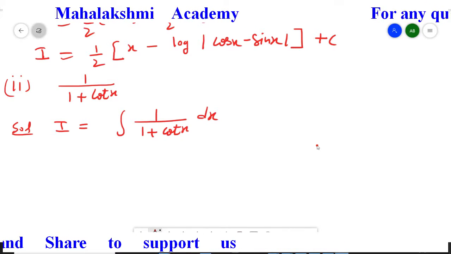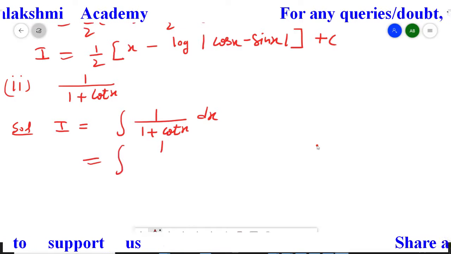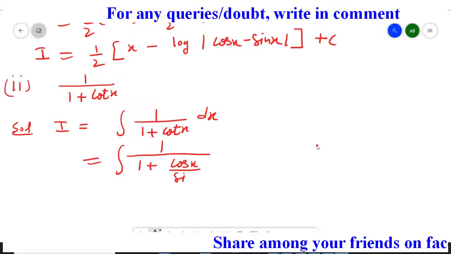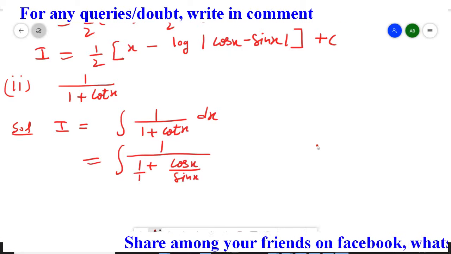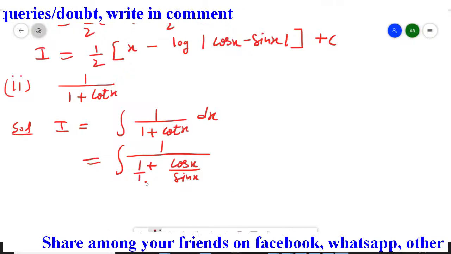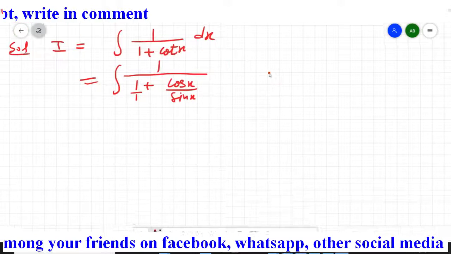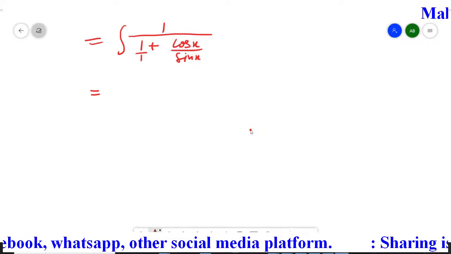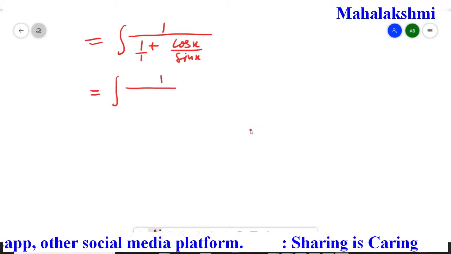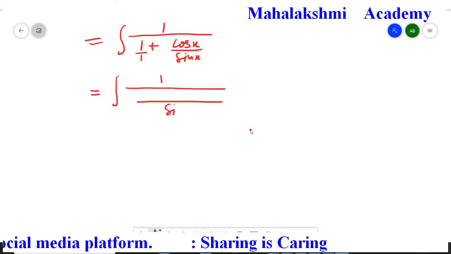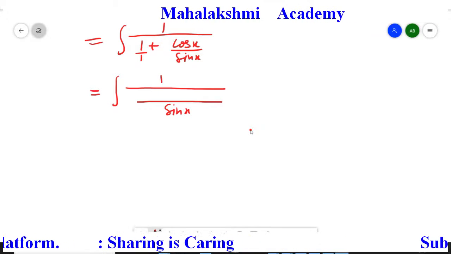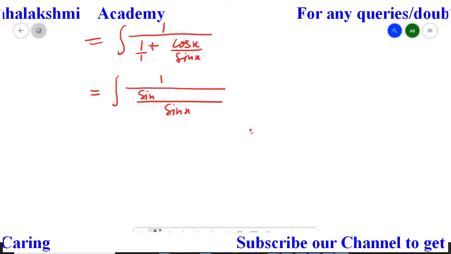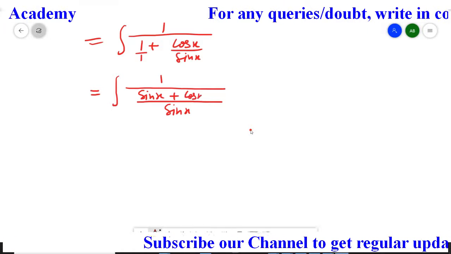Now in the same way we have to change it to sin and cos, so it's going to be integration of 1 upon 1 plus cot, which is cos x upon sin x. Write here 1, take the LCM, here I wrote 1 for LCM, and then it's going to be equal to integration 1 upon, LCM I took as sin x, so here also sin x plus cos x.